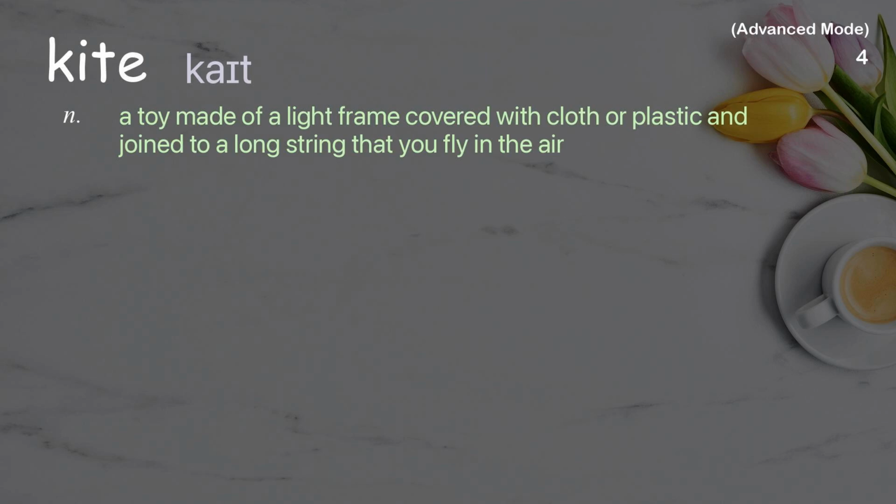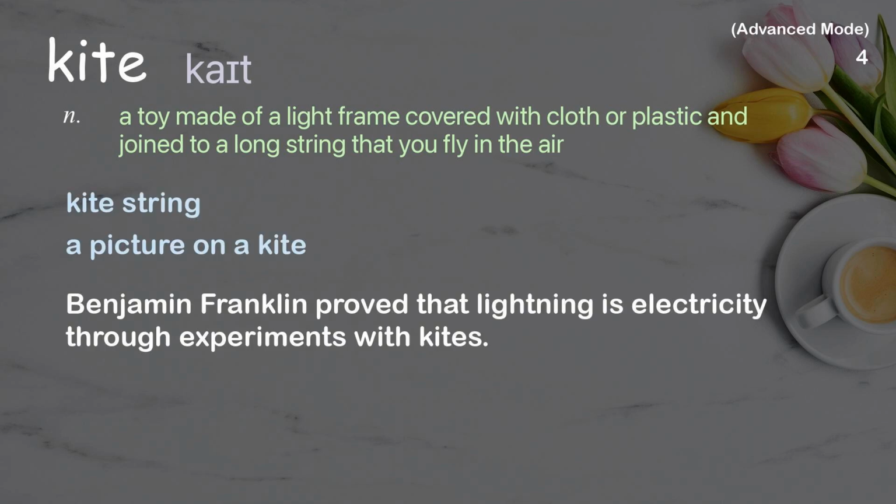Kite. A toy made of a light frame covered with cloth or plastic and joined to a long string that you fly in the air. Examples: kite string, a picture on a kite. Benjamin Franklin proved that lightning is electricity through experiments with kites.